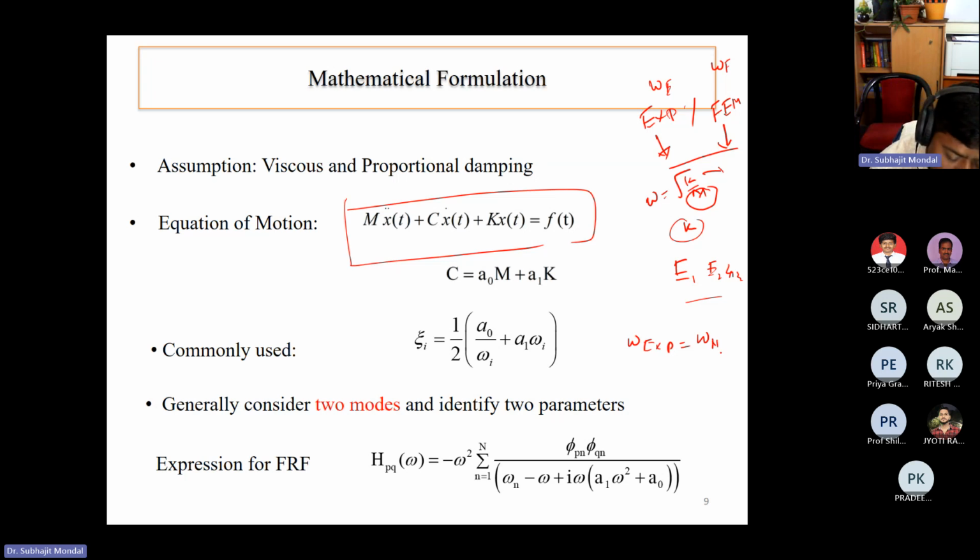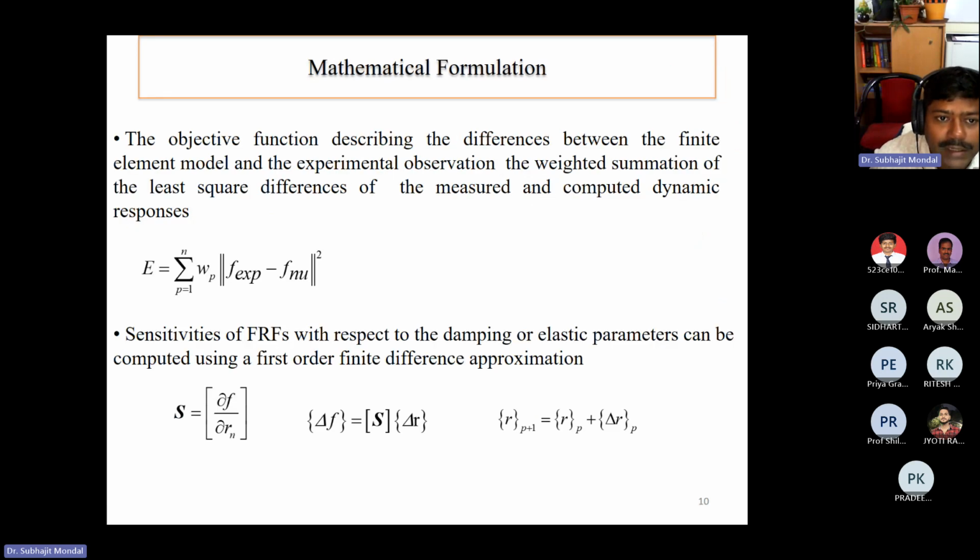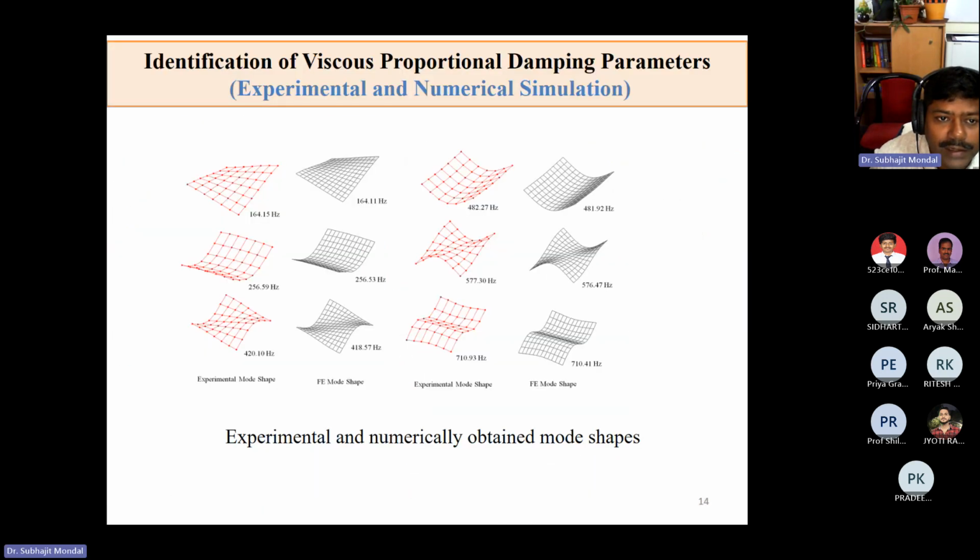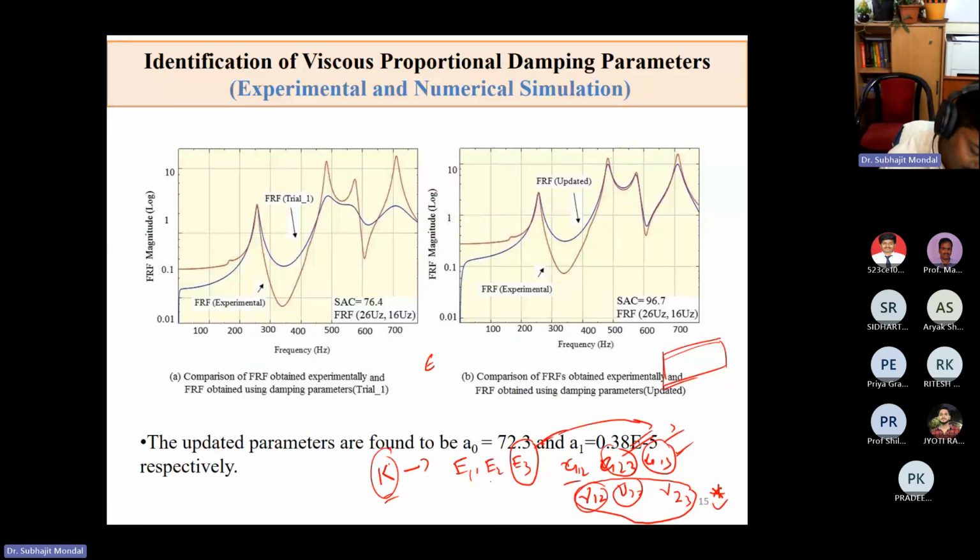Okay, now if omega experimental and omega numerical match very well, you will observe that we are getting a response like this in the frequency domain, where we have some difference in the damping. But our peaks are coming almost in the same location. Okay, now what can we do?